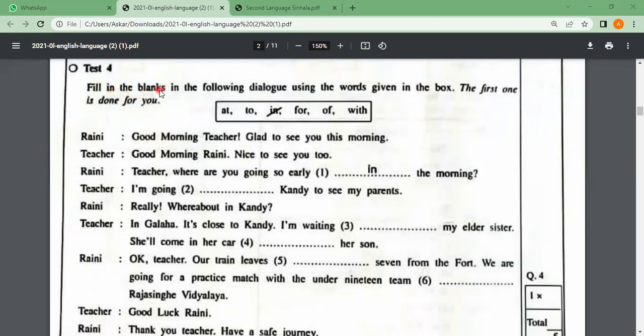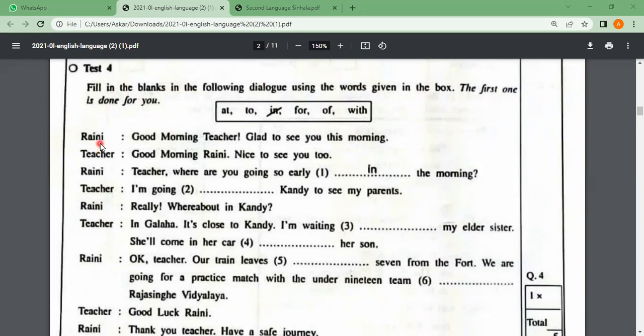So fill in the blanks in the following dialogue using the words given in the box. The first one is done for you. So we'll read the words which are given in the box: at, to, in, for, of, with. So we can take these words as prepositions.